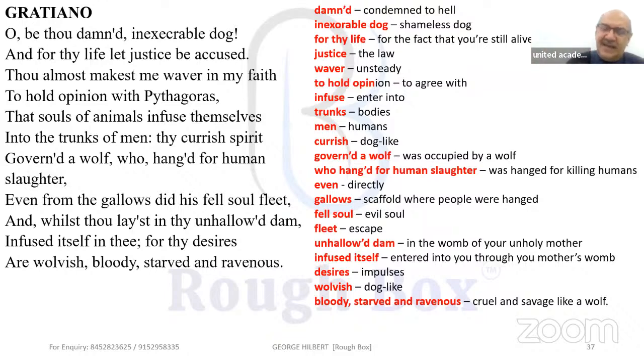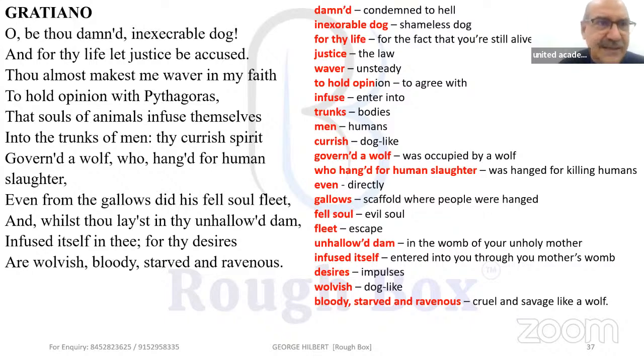But before he could be hanged and killed, his evil spirit came out from his body. That means he died before he could be hanged. And it entered into Shylock, who was expected in his mother's womb. That means his mother would have been expecting him. So his evil spirit entered through the mother and then into Shylock. And when Shylock was born, he was born the evil man that he is today. Now that is a horrible thing to say.